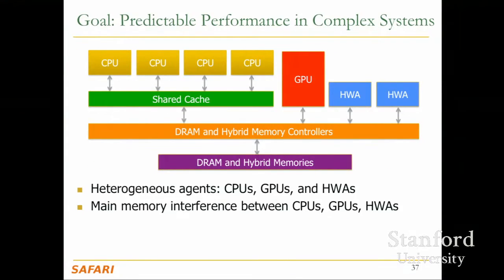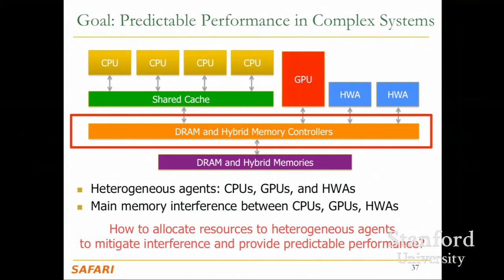And this problem is going to be even more important because we're designing even more complex systems. Basically, we have not only cores, but GPUs and hardware accelerators. They all have different demands from the system, and they all share different parts of the memory system. And the memory is also getting more complex. We have hybrid memories and hybrid memory controllers that are controlling them. The key question we're asking is, how do you allocate the resources in the memory system to these heterogeneous agents to mitigate the interference across these agents and provide predictable performance to those agents that actually need that performance?